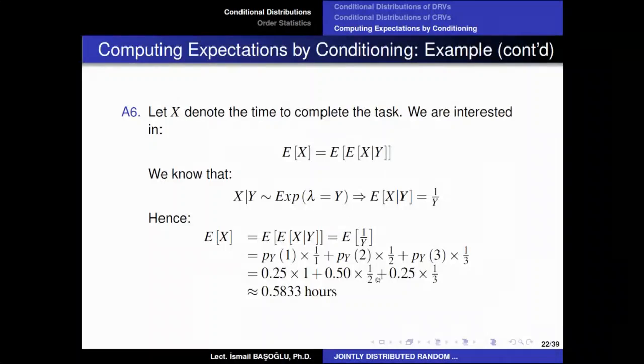And then I multiply the probability that 2 of the guests will be arriving, 0.25, times 1 over 3. I'm sorry, 1 over 3 is not a probability, it's the average time to perform this task. So we calculate the ultimate expectation of the average time to complete the task, which is 0.5833 hours.